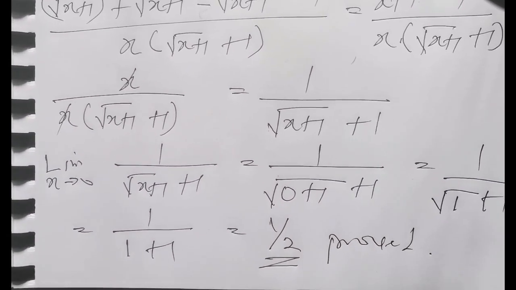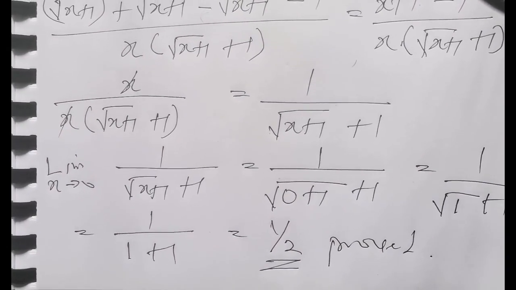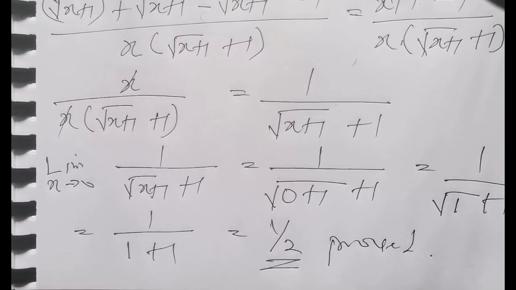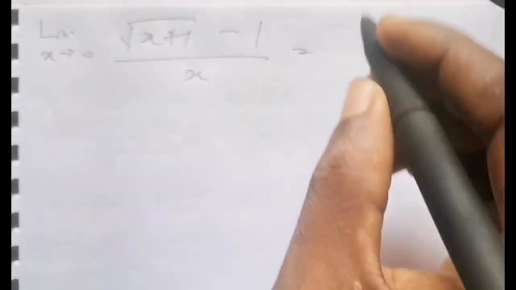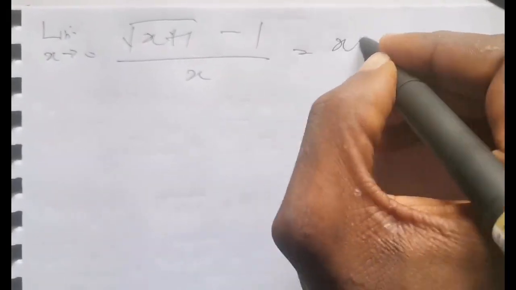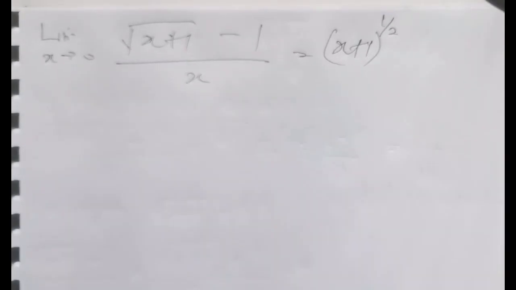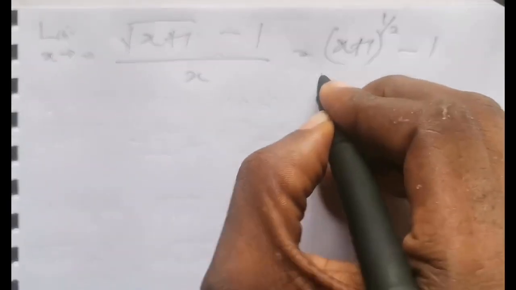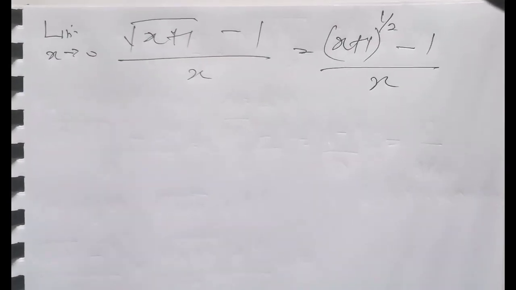Alright, so this is by the use of the conjugate method. Now, let's try L'Hopital's rule and see if we are still going to obtain the same result. By L'Hopital's rule, first of all, let's rewrite this equation a little bit. This term in the square root can also be written as x plus 1 to the power of 1 over 2, minus 1, all over x. So this is how you can also write this term in the square root.